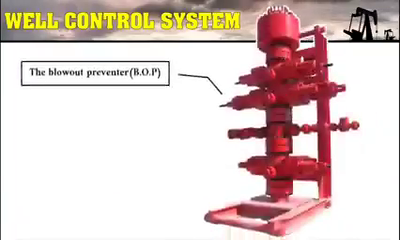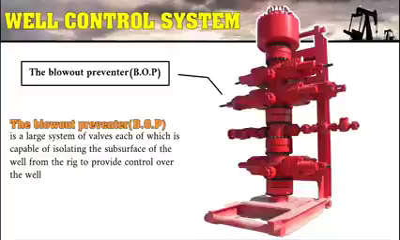The second part is the blowout preventer. The blowout preventer (BOP) is a large system of valves, each of which is capable of isolating the subsurface of the well from the rig to provide control over the well. These valves are typically stacked as shown in the figure and sit below the rig floor on land wells or some offshore wells, or they may sit on the seabed on other offshore wells.